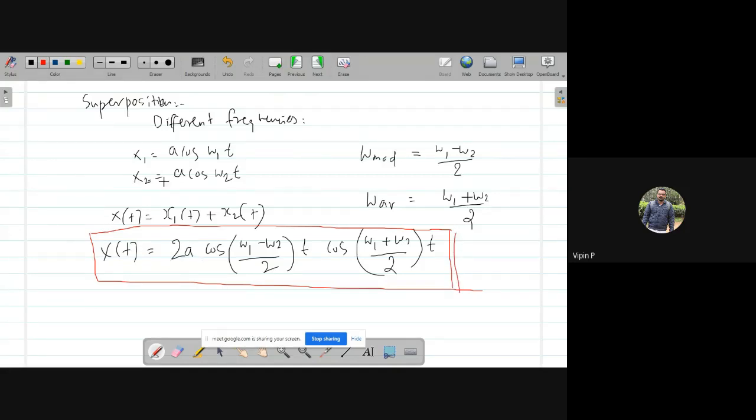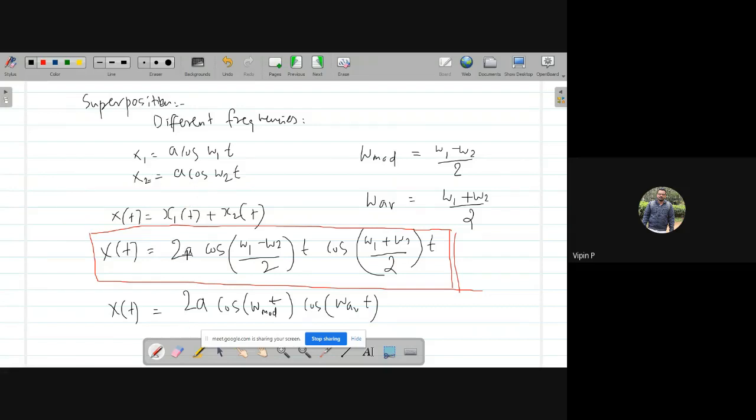Okay. So using these definitions, we can write this as 2a cos omega mod times t, cos omega average times t. This is the expression for the resultant amplitude. Now, if I plot this, we have some interesting things happening over here.